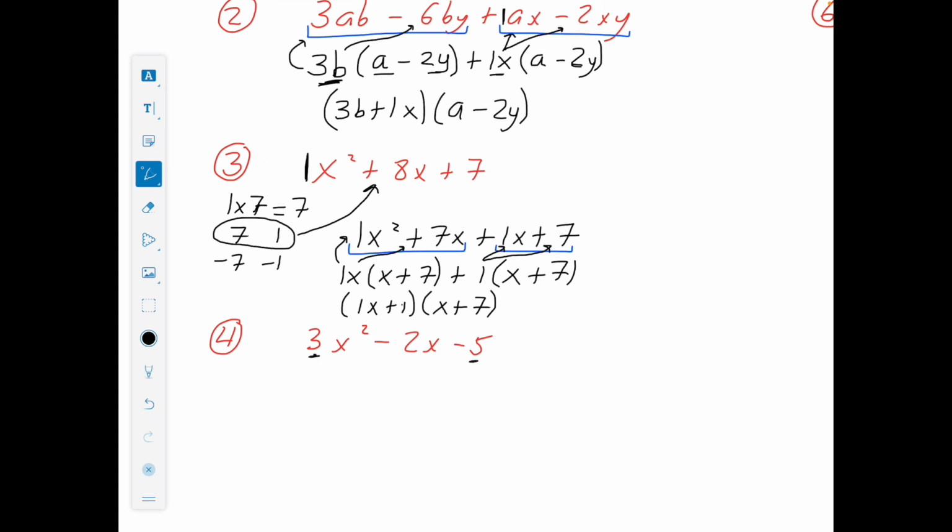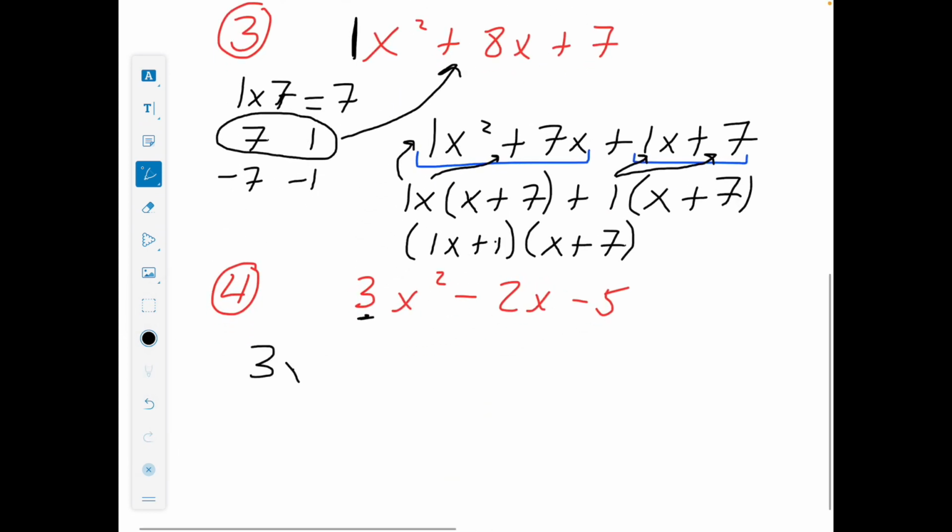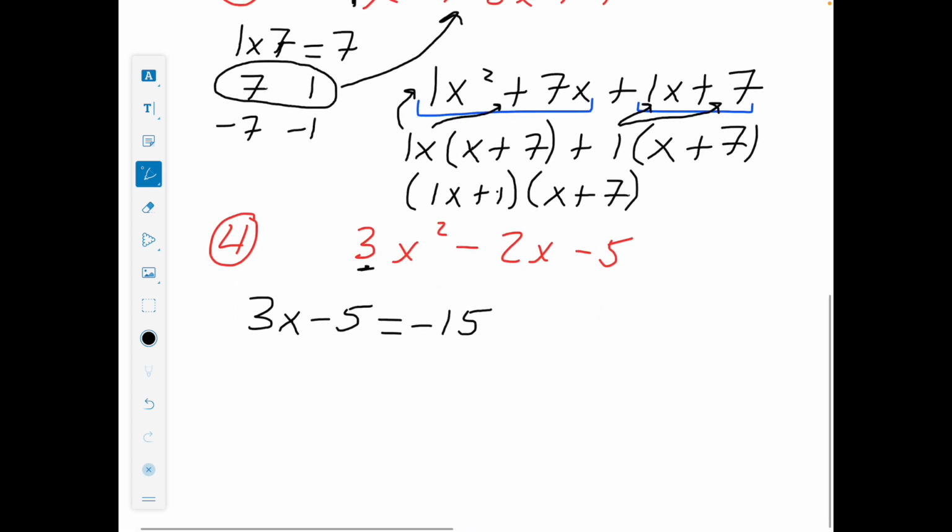Okay, question 4, 3 terms again, so it's another quadratic. We'll follow the same system. So multiply the number in front of the x by the number on its own. So 3 multiplied by minus 5 is equal to minus 15.